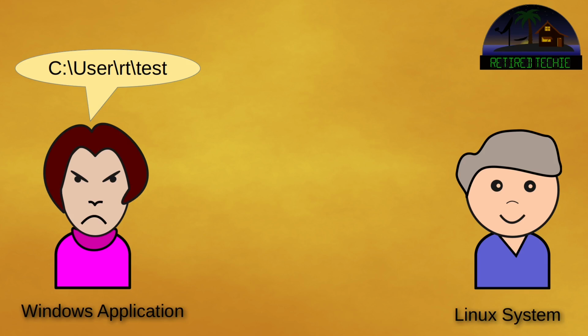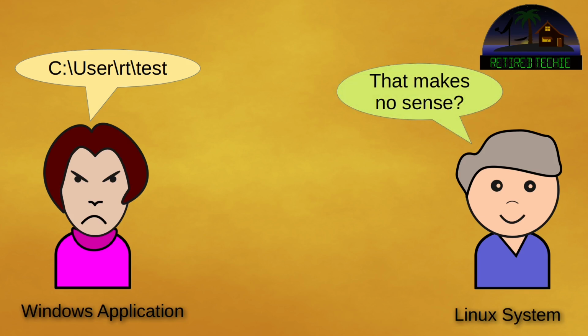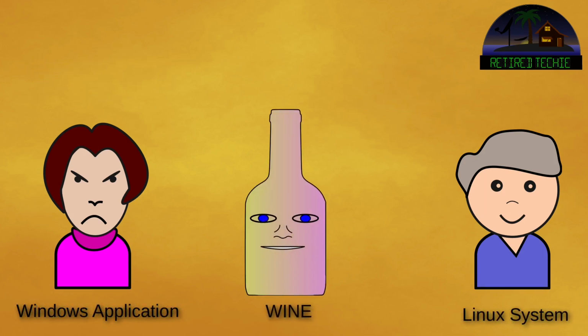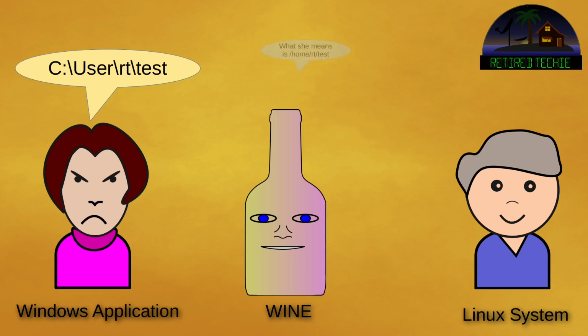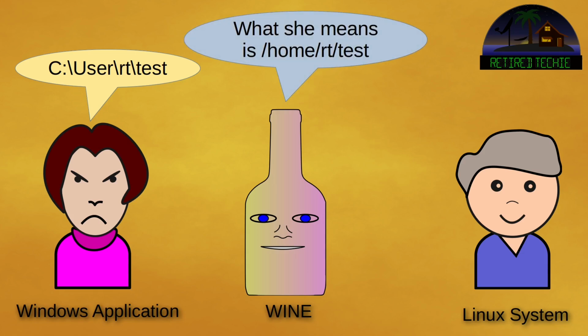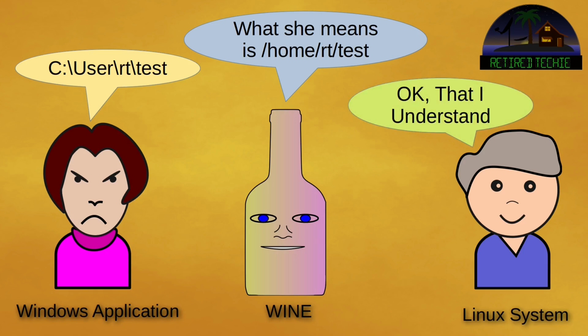C:/user/rt/test. That makes no sense. C:/user/rt/test. What she means is /home/rt/test. Okay, that I understand.